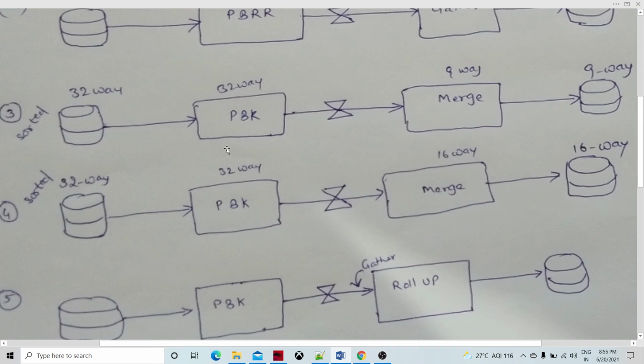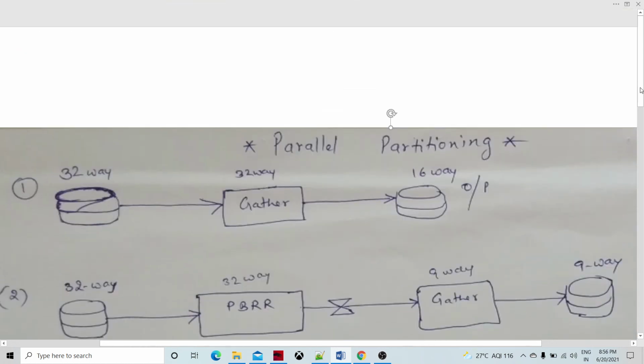Then we have partitioning, and we need to respect the order of the records. Then use the partition by key component and the merge component. You need to take care of the degree of parallelism of the partitioning and departitioning components, and also make sure that this flow is an all-to-all flow between those two components, right?